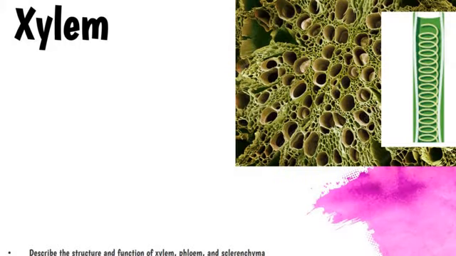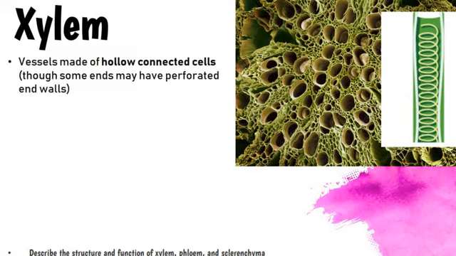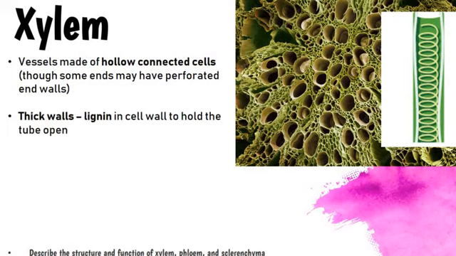Starting with xylem, we notice that they look like hollow straws, made of hollow connected cells, although some of the ends might have perforated end walls, and this allows them to form long hollow tubes. The outside is very thickened. They have the material called lignin in their cell walls, and this helps provide structure to hold the tubes of xylem open. However, because of all of this, they are dead cells. They have no contents, cell death has occurred during their formation, so they really are just the cell walls left like a husk. But the lignin also makes it waterproof.